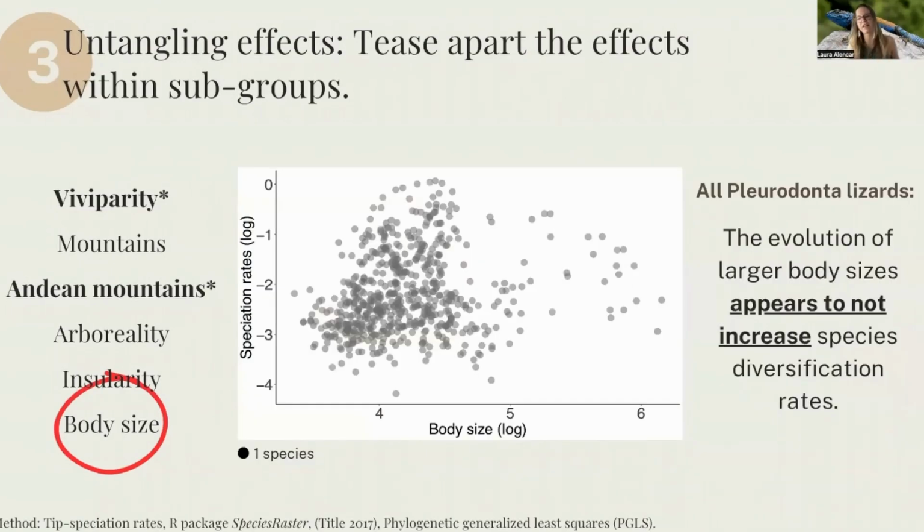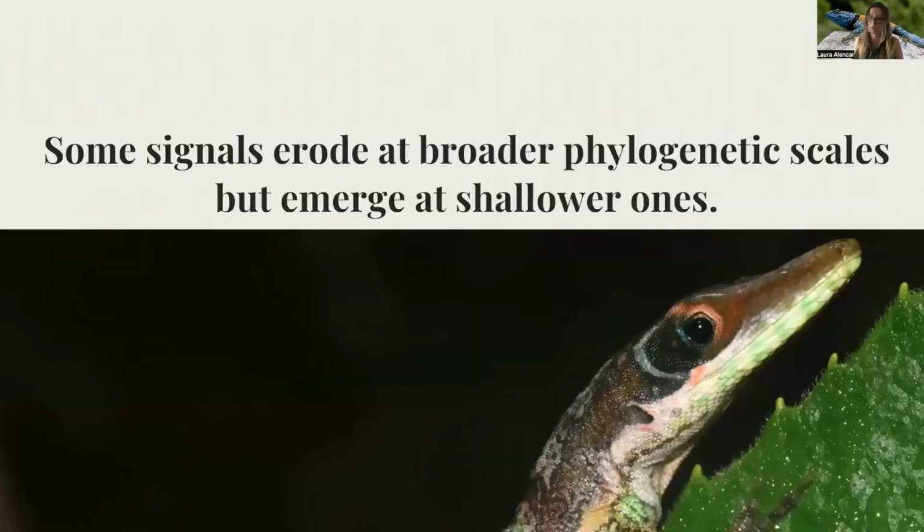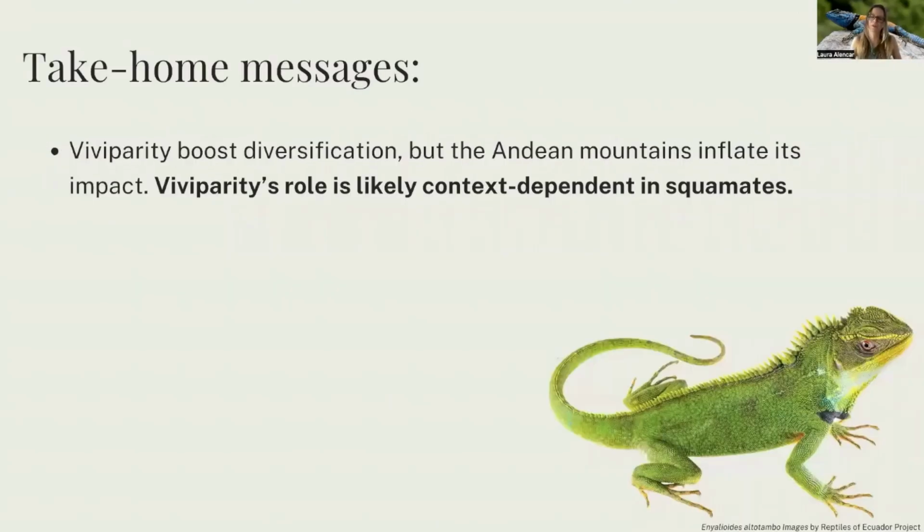And so remember that we didn't find any association between body size and diversification rates when we analyzed all the Pleurodonta species together. However, when we analyze and compare the rates within each source of ecological opportunity, and also combining different taxonomic scales, we do observe that larger species, here represented by the brown triangles, have higher diversification rates. And so the second set of results suggests that some signals fade at broader phylogenetic scales, but they become clear at shallower ones. And so our findings here, I think, bring both more organismal-focused and also methods-oriented conclusions.